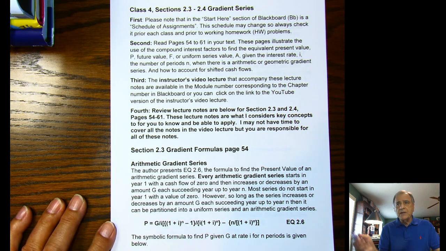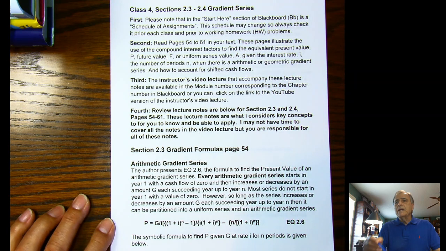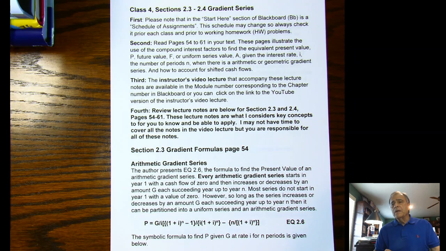So it could be $100 a period or $200 a period, whatever it increases by. It must increase by that same amount every period. Those are the two conditions, and we have an interest rate of i, and if this goes on for n periods, then this is the equation.